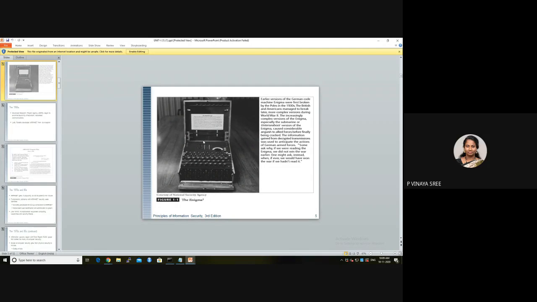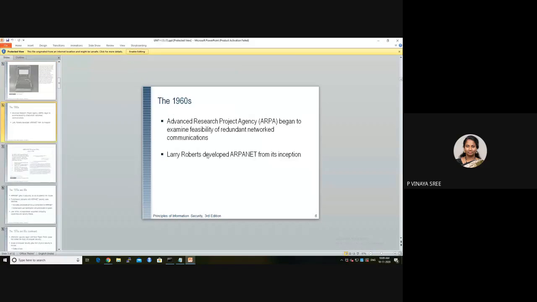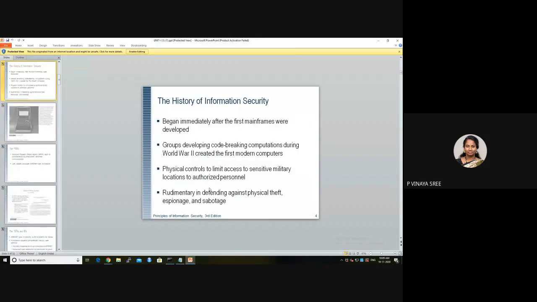Then there will be an attack, definitely. So the British people broke this and were able to get the plain text. But how? Try to see, ma'am. So here, try to understand.